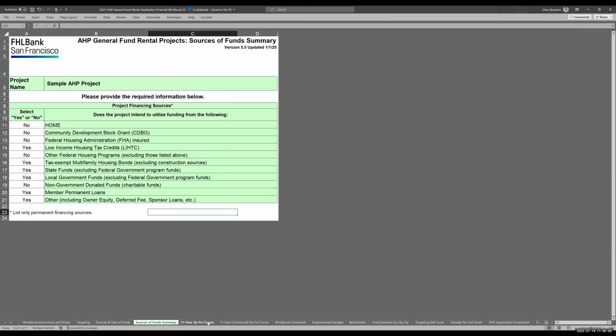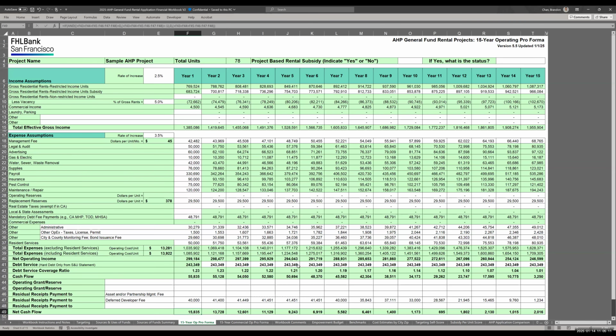Next, we'll look at the 15-year operating pro forma worksheet. A project must be financially feasible for 15 years. Input income and expense assumptions. All costs except for the management fee, replacement reserves, mandatory debt fee payments, and debt service trend upward. All unshaded cells may be edited. Indicate whether the project is receiving project-based rental subsidy in the top right-hand corner. If the project is receiving rental subsidy, indicate whether it has been approved. If approved, include backup documentation in the Evidence of Rental Subsidy folder.